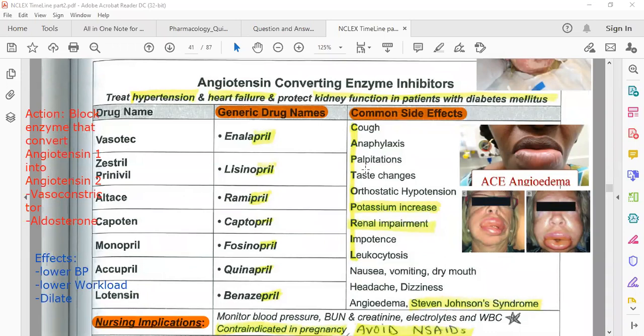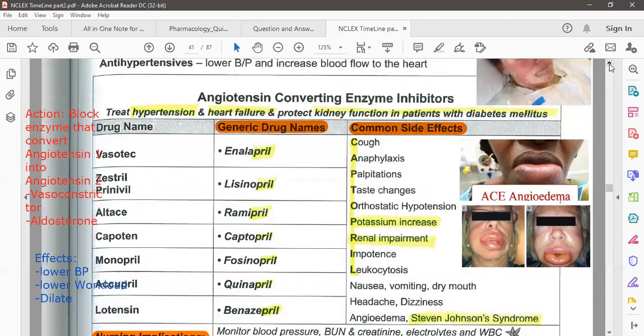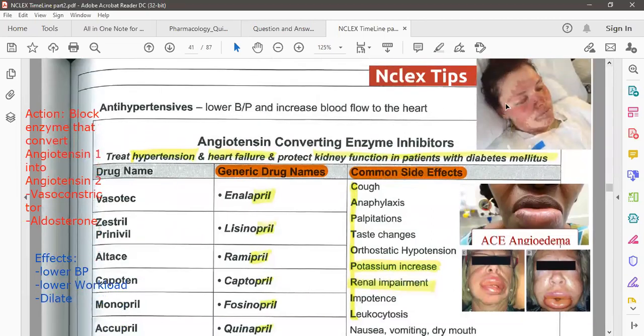So in this note, we wrote the common side effects. Patients sometimes complain of cough, which we call dry cough, or an anaphylactic reaction, which is an allergic reaction, or the patient develops angioedema. Like in this picture, the lips are swelling, right? Inflamed. Or in a very bad condition, an unlucky patient develops an anaphylactic reaction that looks like this, which we call Stevens-Johnson syndrome.